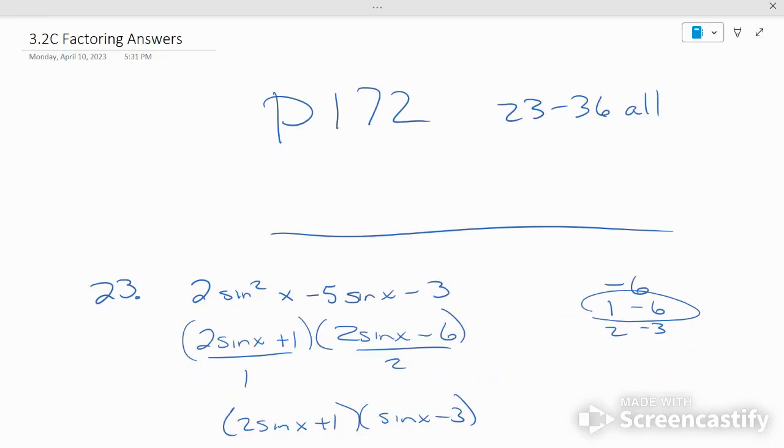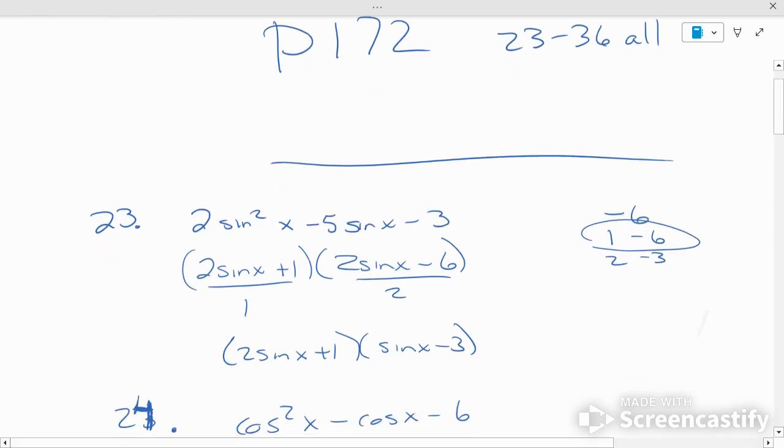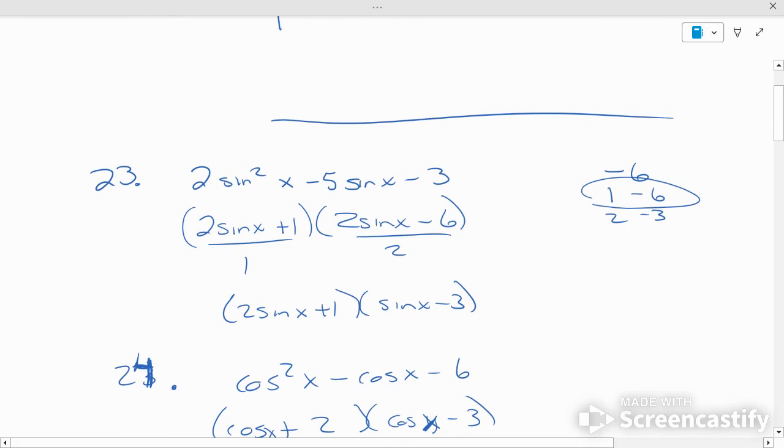Answers for 3.2C, the factoring ones. Number 23. You multiply 2 times negative 3 to get negative 6. You figure out that 1 and negative 6 work to make negative 5. So it's 2 sine of x plus 1, 2 sine of x minus 6. Divide the first one by 1, divide the second one by 2. So it's 2 sine of x plus 1, sine of x minus 3.